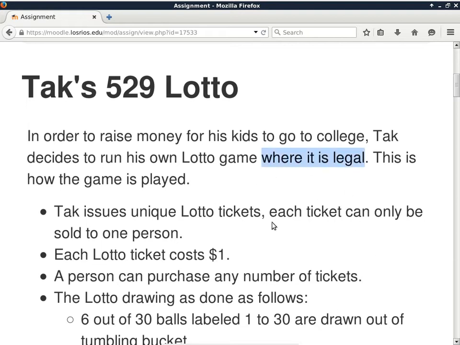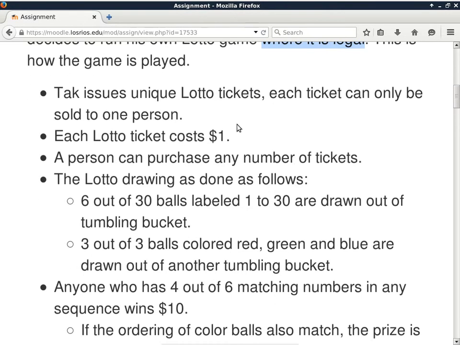And this is how the game is played. I would issue unique Lotto tickets. Each ticket can only be sold to one person. That is a big change from the usual Lotto game, because most of the time they can sell duplicate tickets or tickets with duplicate numbers to multiple people. That's what happens with the usual Lotto game in California.